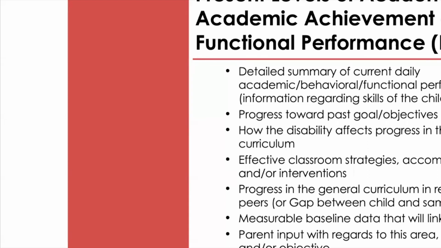What is the measurable baseline data that will link with the goal? Why are you writing the goal? Be clear. Where is the data from that most recent progress report that's driving this new goal? And then parent input with regards to this area. So what are the IEP goals and objectives? What's the parent input in relationship to that, which is different than the parent input that we talked about, generally speaking, earlier in the profile section.